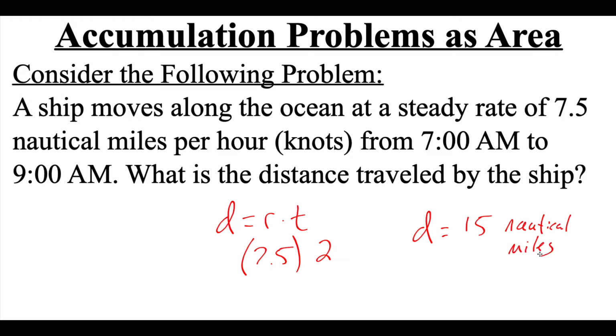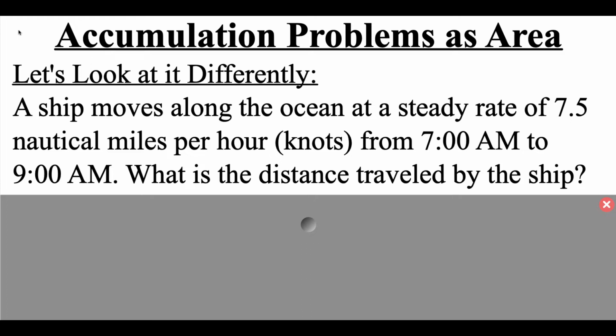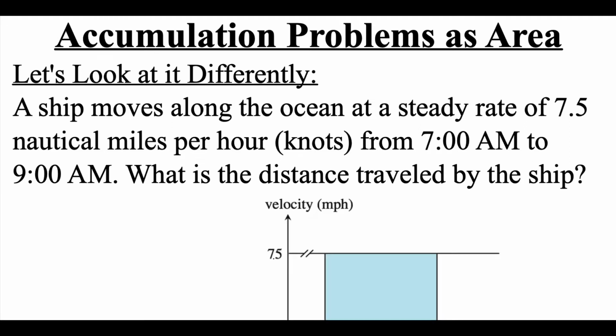But now what we're going to do is try to put a little bit of a calculus spin on things. We're going to try to connect this distance formula that we just used to the graph of a velocity function. So same exact problem, but we're looking at it through a little bit of a different lens. Our ship is still moving along the ocean at a rate of 7.5 nautical miles per hour, and we're still going from 7 a.m. to 9 a.m. And we want to find the distance traveled by the ship.